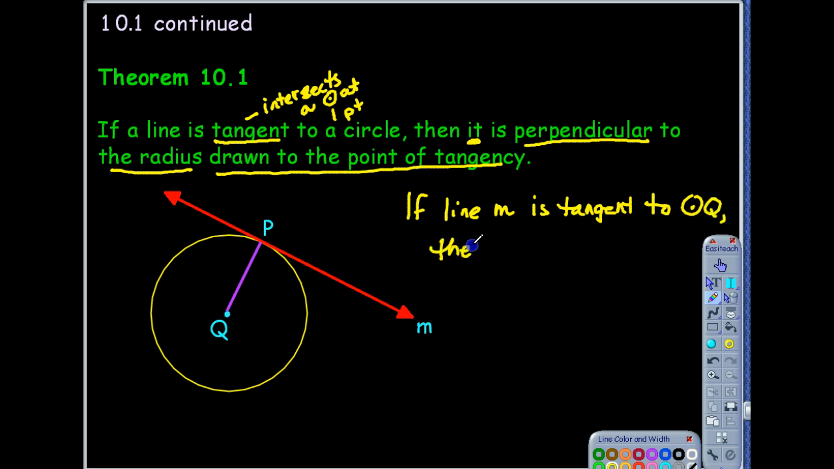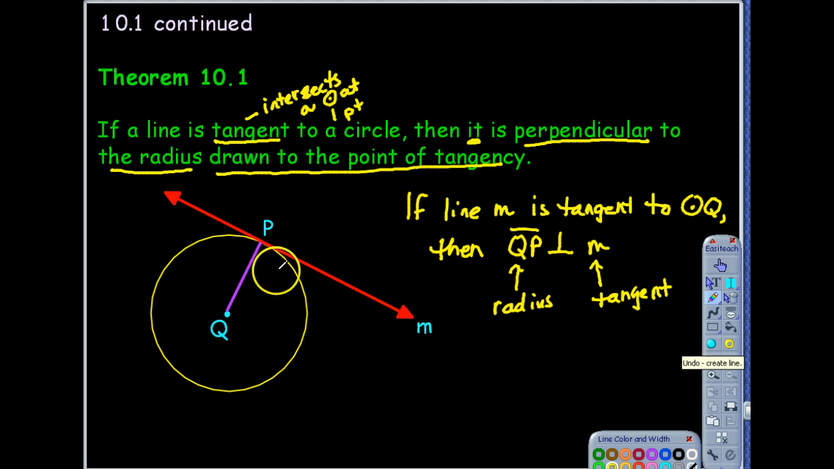Then what can we conclude? Then segment QP is perpendicular to line M. Now, this is the radius, and this is your tangent line. If I actually drew that in the picture, that would mean this is perpendicular. Right. So that's probably going to lead into some other ideas, which you'll see in just a minute. Okay?